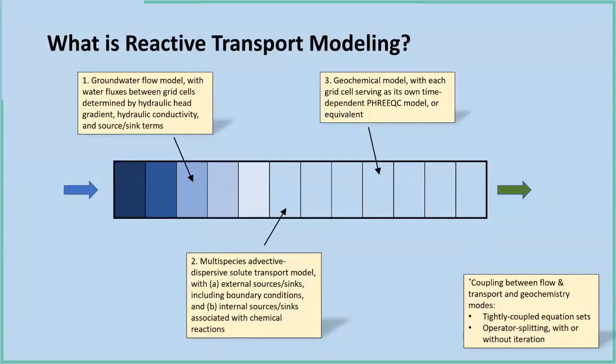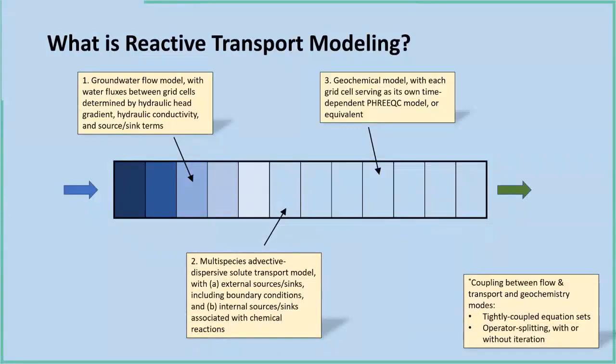So consider some of the details. The reactive transport model, first of all, must solve for the water fluxes driven by a hydraulic head gradient, as well as external sources and sinks of water. This is in much the same way as a groundwater flow model, such as MODFLOW, must work. Second, the model must also handle multi-species advective dispersive solute transport with external sources and sinks that are linked to any of the external water sources and sinks.